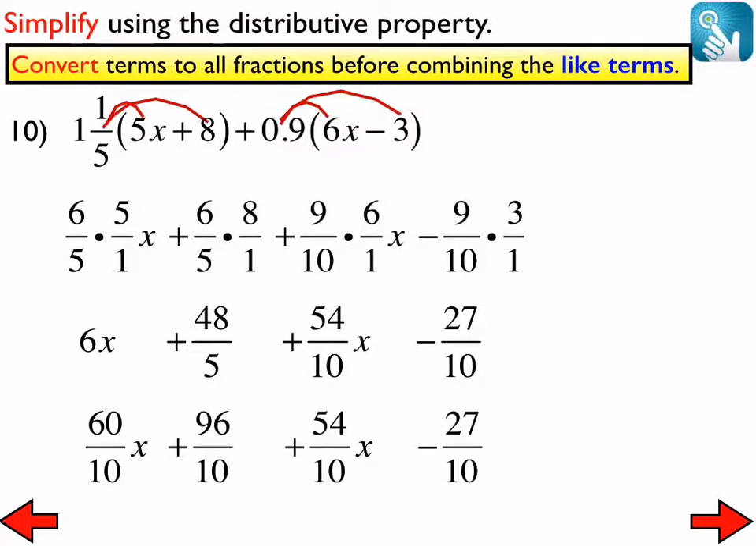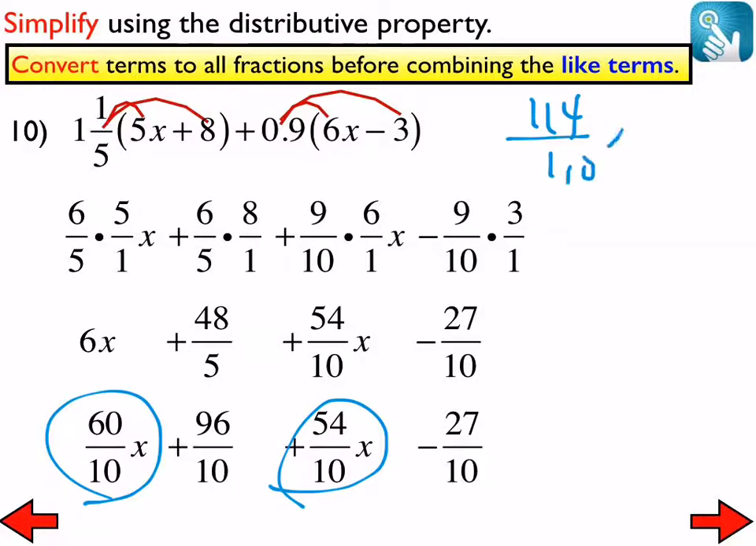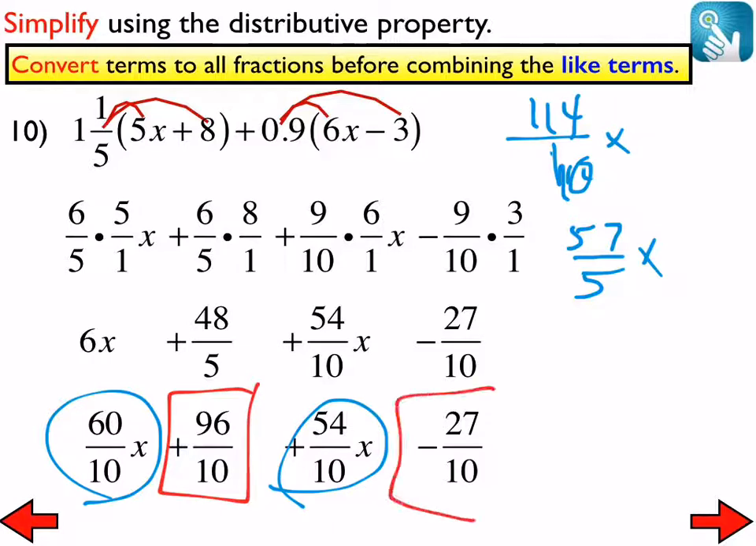And now I have like terms right here. That is 114/10 x, but that is 57. I don't know why I wrote 110 tenths. So that would be 57/5 x, and then we have 96/10 and negative 27/10, and that is 69/10, which of course cannot be reduced. And so this is one way of writing it.